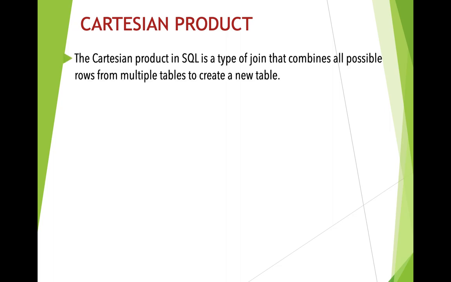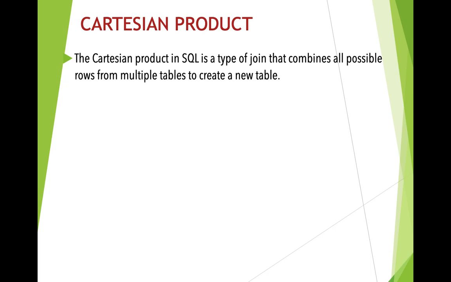So what is Cartesian product? Cartesian product is a type of join that combines all possible rows from multiple tables to create a new table. So it is a type of join. We should know that whenever the word join is involved, that means more than one SQL table is involved. It combines all the possible rows from multiple tables in order to create a new table. In this type of join there is no condition.